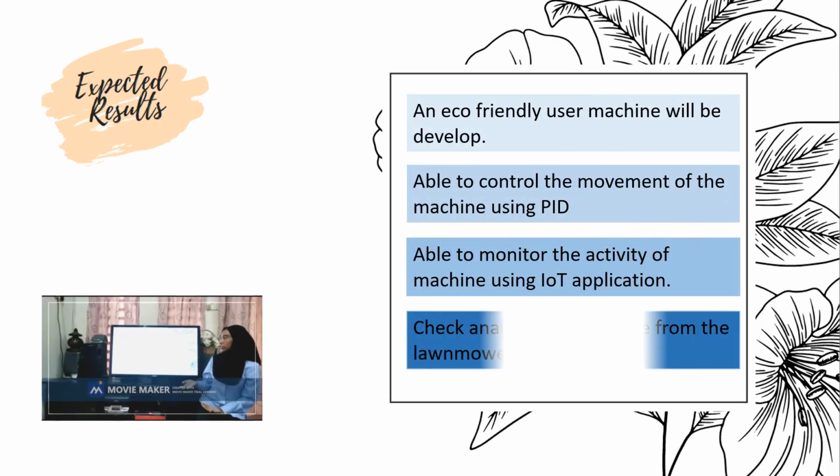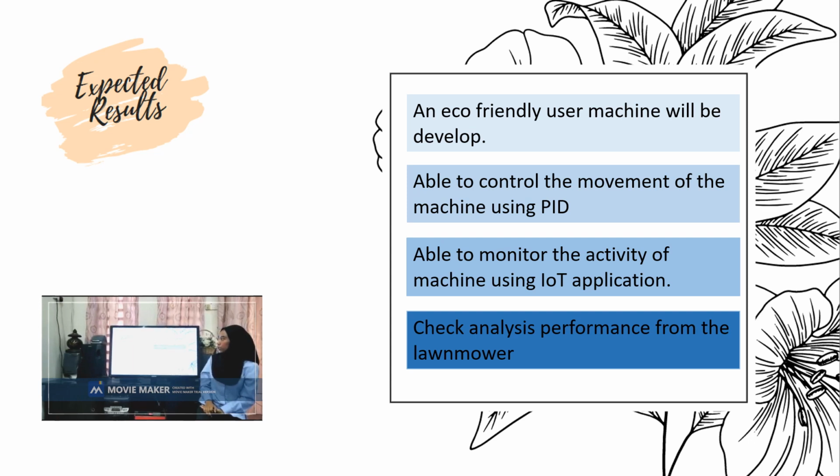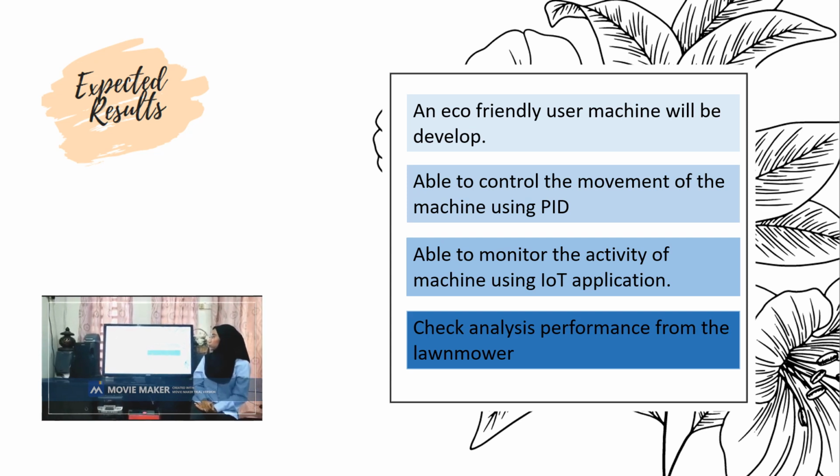This is my expected result. First is to build an eco-friendly, user-friendly machine. Second is to be able to control the movement of the machine using PID. Third is to be able to monitor the activity of the machine using IoT applications. And lastly is to check the analysis performance of the lawnmower.